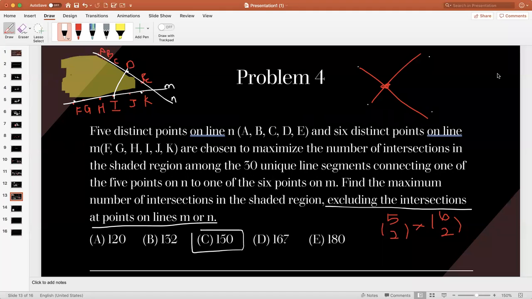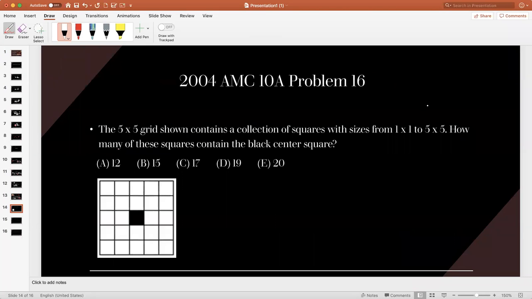Any questions about this problem? Okay, moving on to the next question then. This is an actual AMC 10 question, a 2004 problem 16. The question reads: the 5 by 5 grid shown contains a collection of squares with sizes from 1 by 1 to 5 by 5. How many of these squares contain the black center square? I will give everyone maybe 4 minutes to try this question.